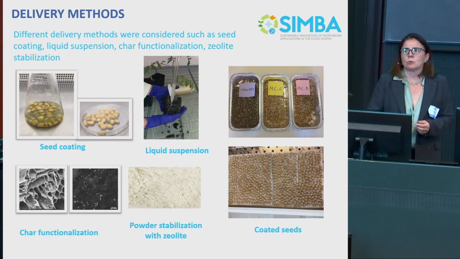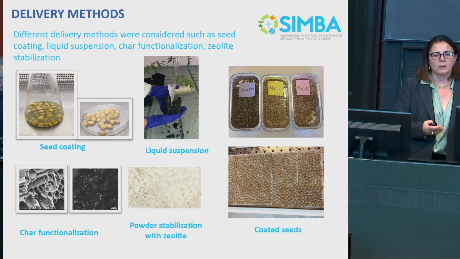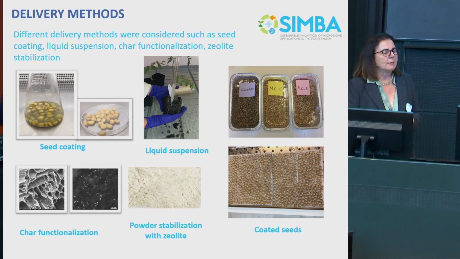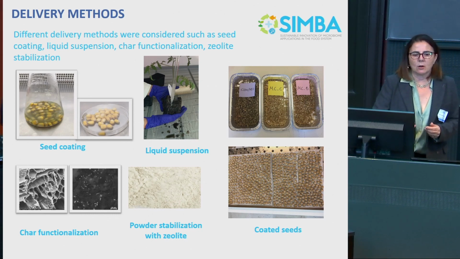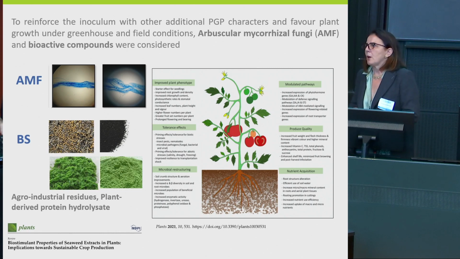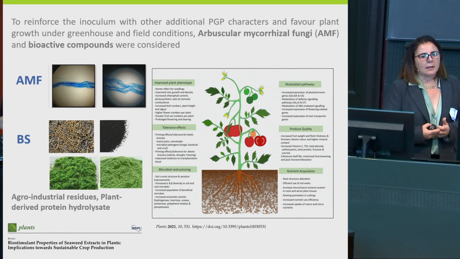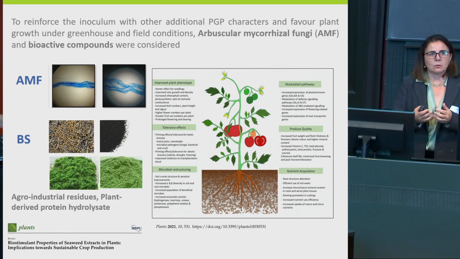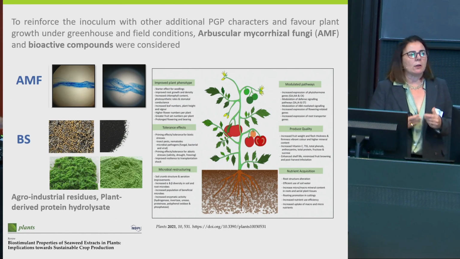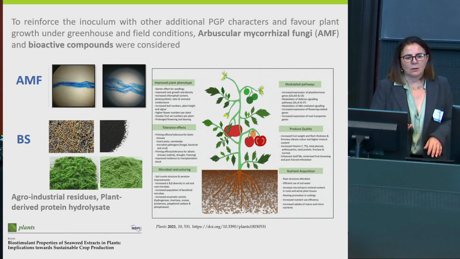We used different methods to deliver the microbial consortia in greenhouse experiments and in field experiments. We started with seed coating or liquid suspension and moved towards biochar functionalization and powder stabilization with zeolite. In this slide, you can see the coated seeds that were used in field applications in Italy and Germany. To reinforce the inoculum, we also adopted the use of arbuscular mycorrhizal fungi and bacterial compounds. So we composed an inoculum made of different representative strains of arbuscular mycorrhizal fungi, and also bacterial compounds that favor plant growth and, in particular, crop quality.